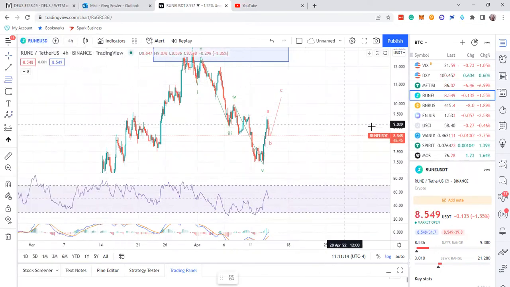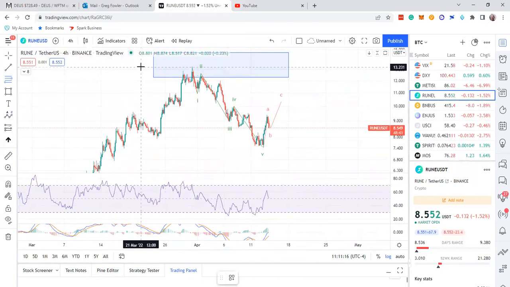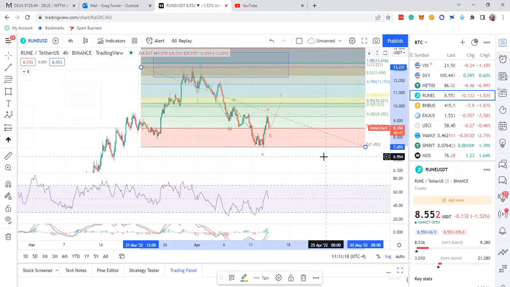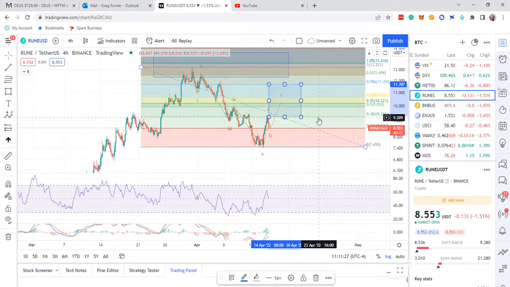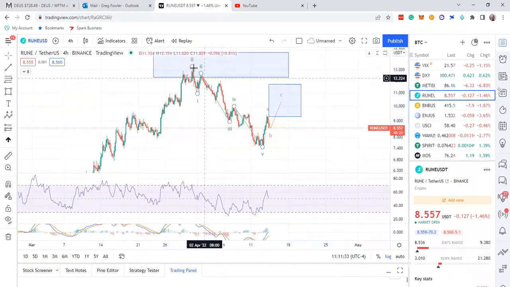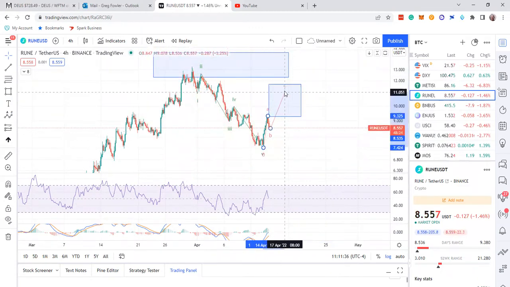So fib retracement, let's see where the fib retracement is. This is the area for a normal B wave. Now this is an abnormal one, up to 0.786. That would be the area from there up to there. So Rune could still get up to $11, guys, on a B wave. If this is A up for B, it can get up there.